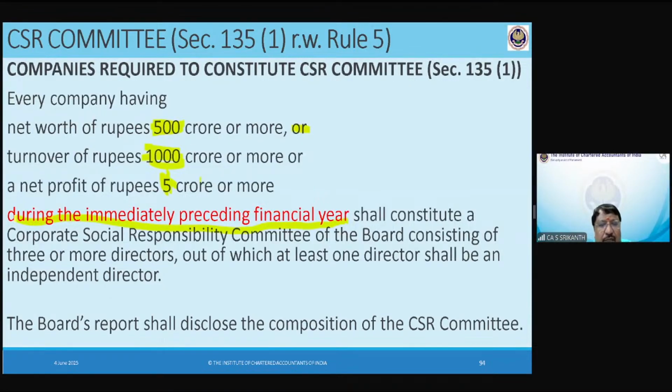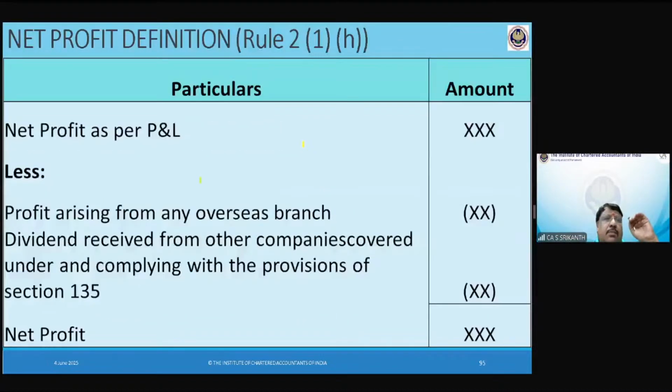The board's report shall disclose the composition of the CSR committee. So once again, net worth 500 crore or more, or turnover 1,000 crore or more, or net profit of 5 crore or more. Even if single condition, sirf ek hi condition hai, then it is confirmed. You have to contribute to CSR.